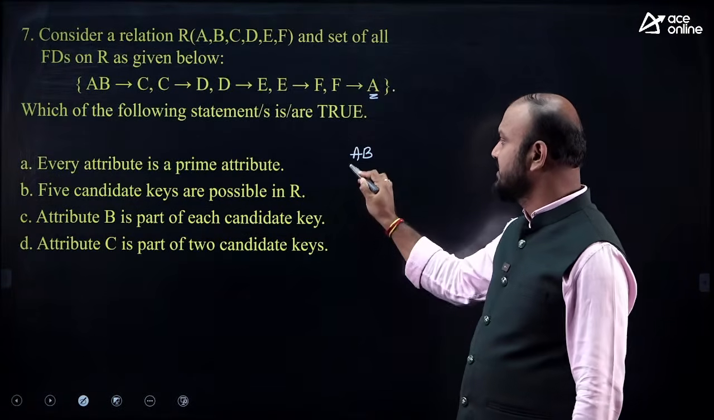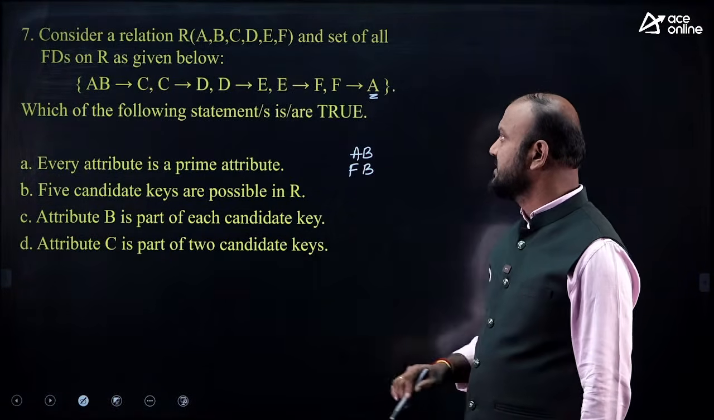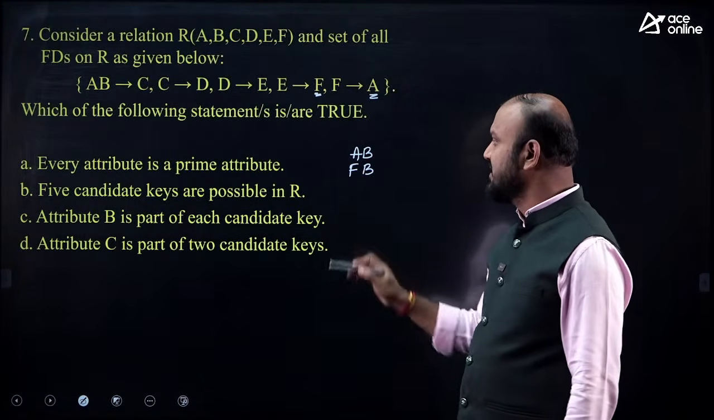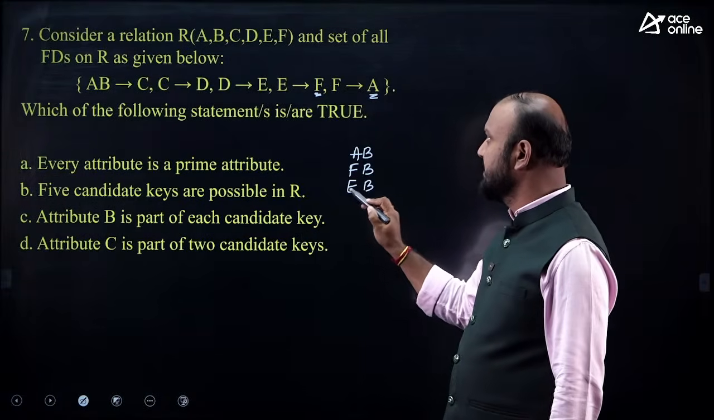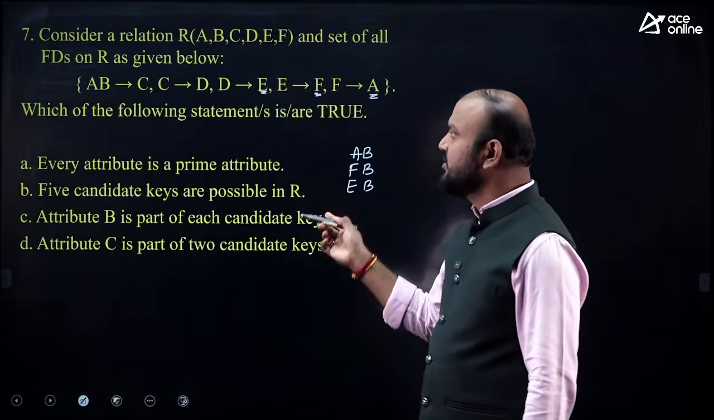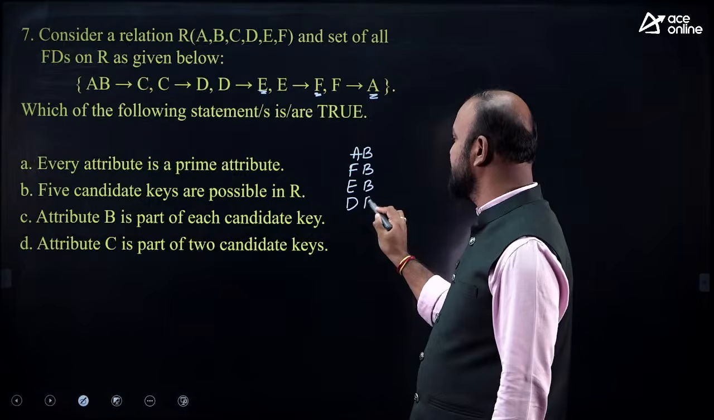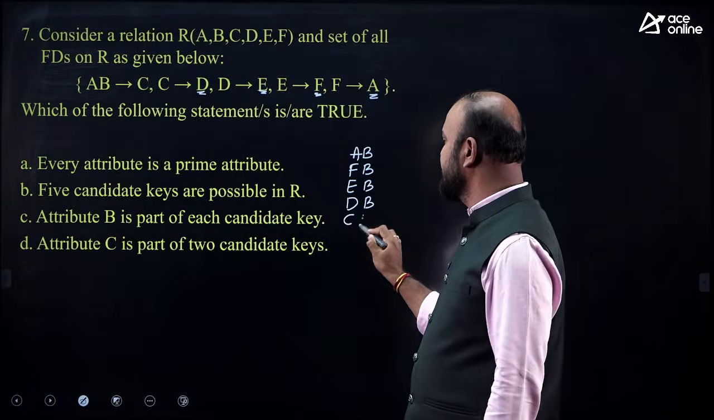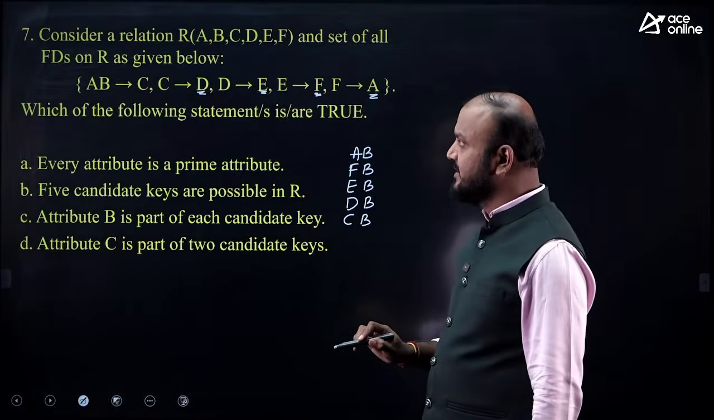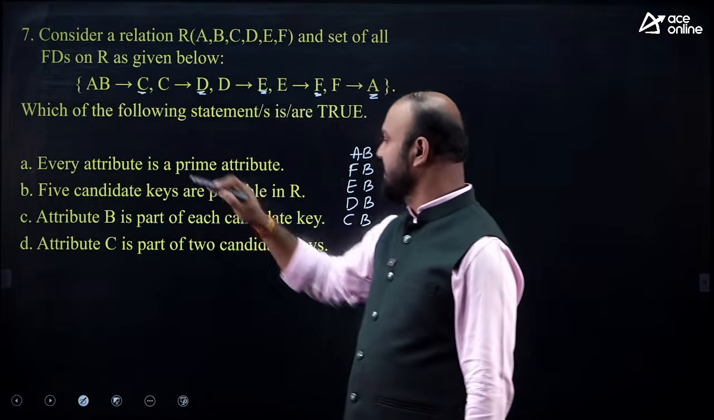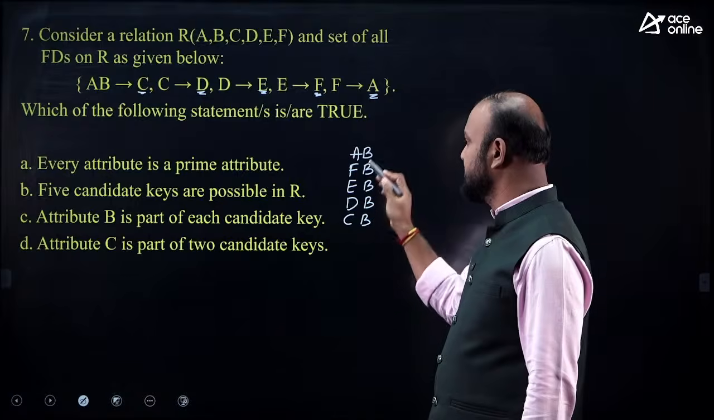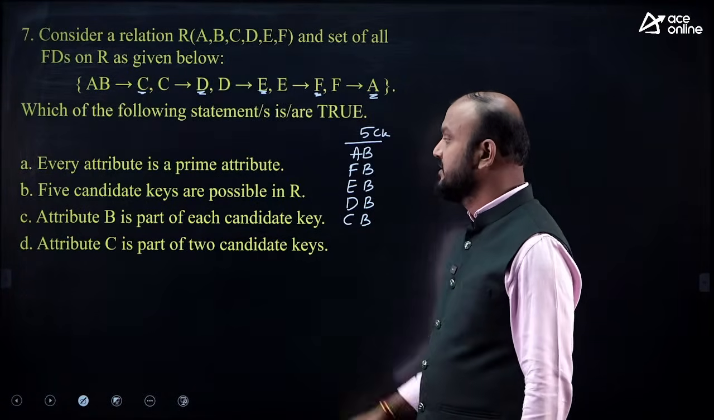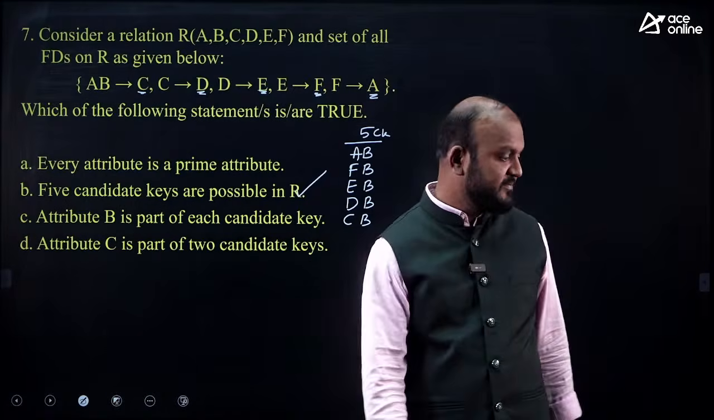When prime attribute A appears on the right hand side, what can we do? Replace it with the left hand side, F. Now F is also a prime attribute. Replace F with E, so EB is also a candidate key. Now E is a prime attribute, replace with D, DB is also a candidate key. When D is a prime attribute, replace with C, CB is also a candidate key. When C is a prime attribute, replace with AB, so you get ABB, which is AB, the same. So how many candidate keys? 5 candidate keys. So the statement about 5 keys is correct.